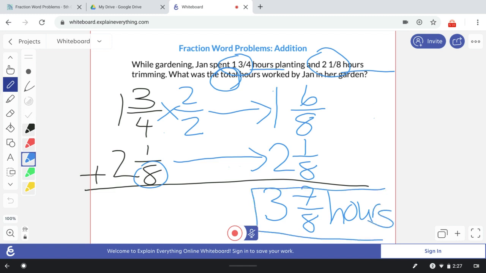Great habit to always circle or box your answer so that your teacher does not have to guess where your answer is when you're doing it by hand. Now it is your turn. The next problem coming up is going to be blank for you. You're going to solve the problem on your own. Hit pause to solve, and then I will come back and I will solve it with you.